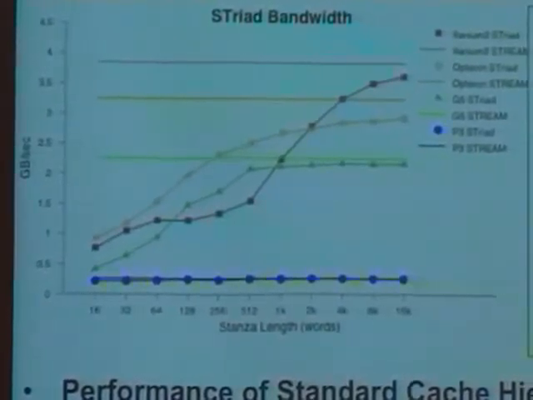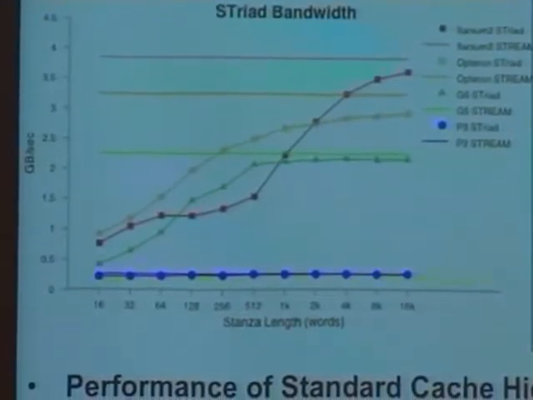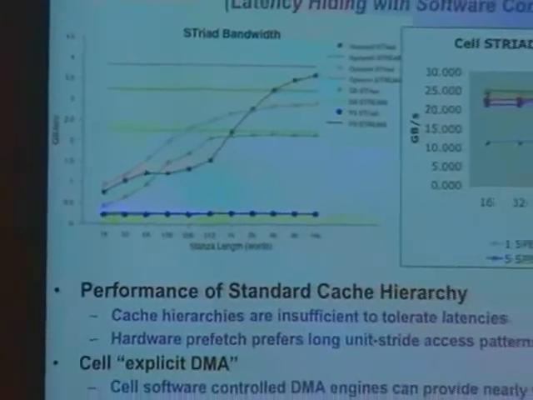On all the other processors, though, because they're relying on prefetch in order to saturate the memory bandwidth, you have to have a very long unit stride run before you actually get close to the peak bandwidth.